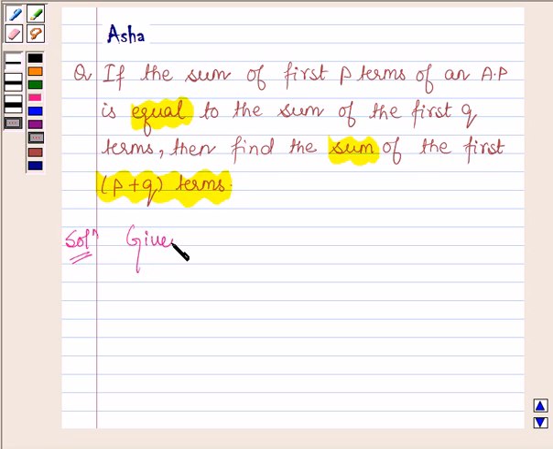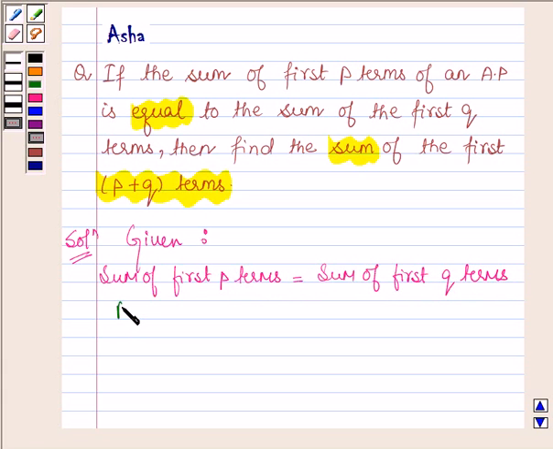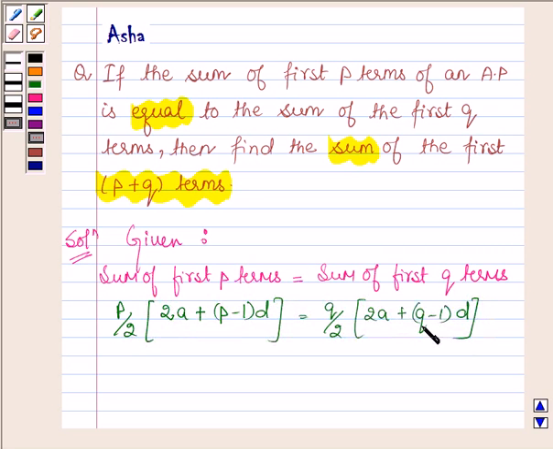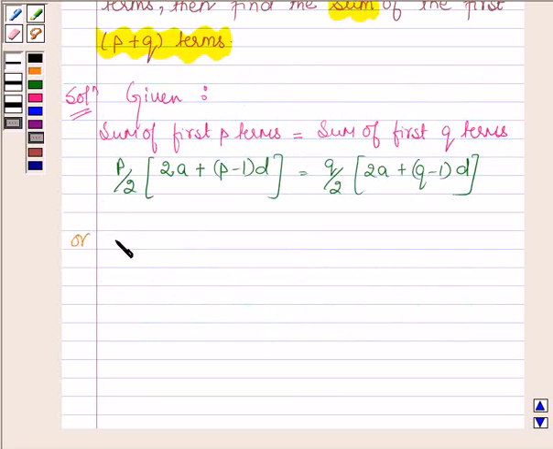And here we are given that sum of first p terms of the AP is equal to the sum of first q terms, that is p upon 2 into 2a plus p minus 1 into d is equal to q upon 2 into 2a plus q minus 1 into d. Or this equation can further be written as p upon 2 into 2a plus p minus 1 into d minus q upon 2 into 2a plus q minus 1 into d is equal to 0.